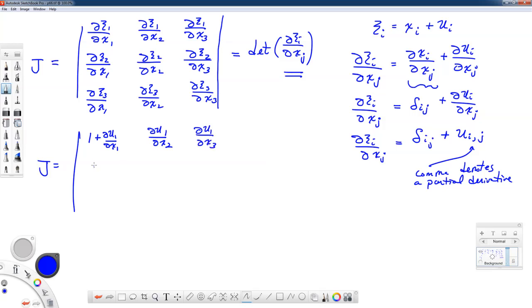And I'm going to go ahead and complete this. But I want you to notice that we have 1 plus this partial derivative along the diagonal, but only on the diagonal.